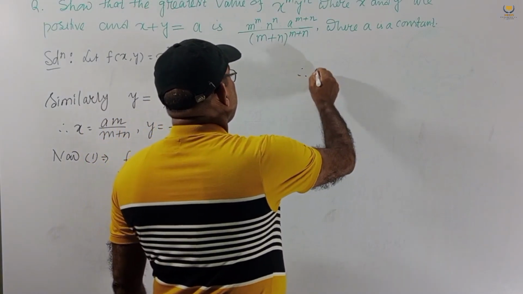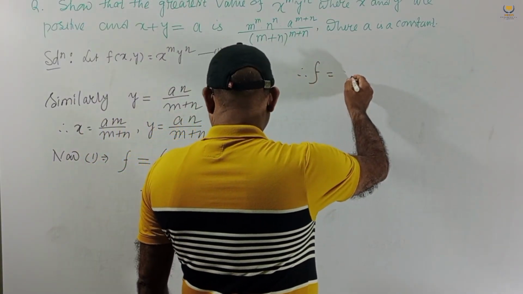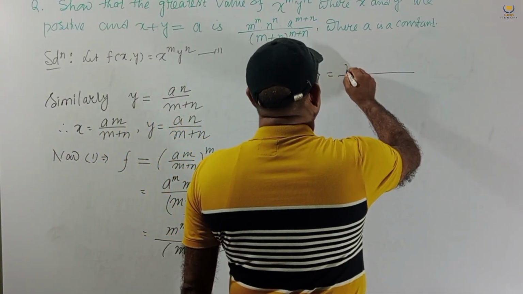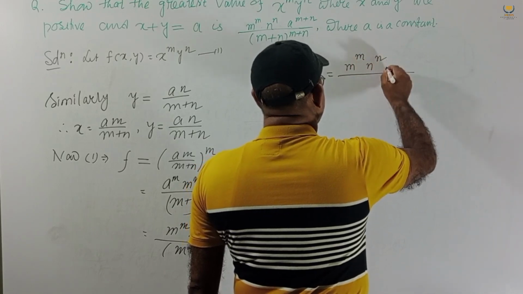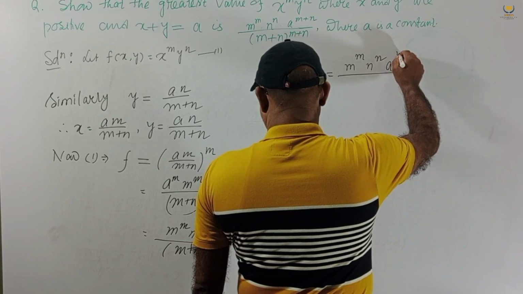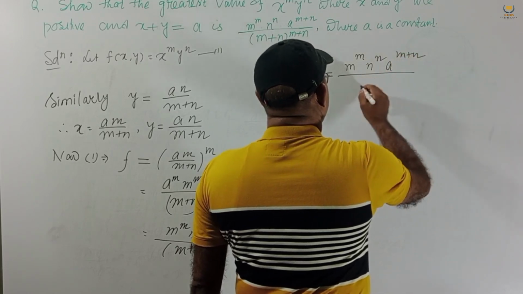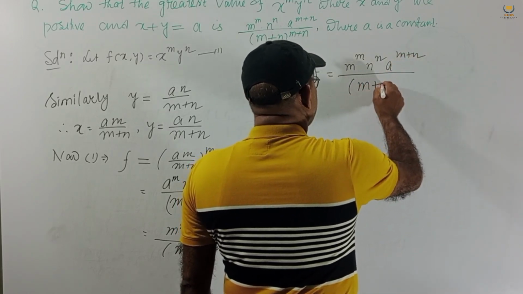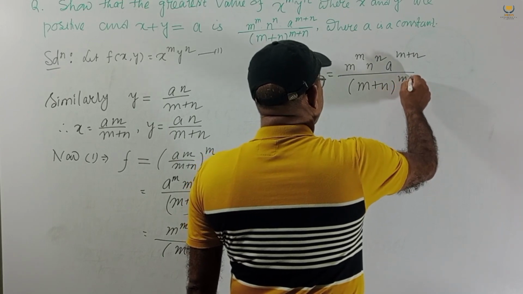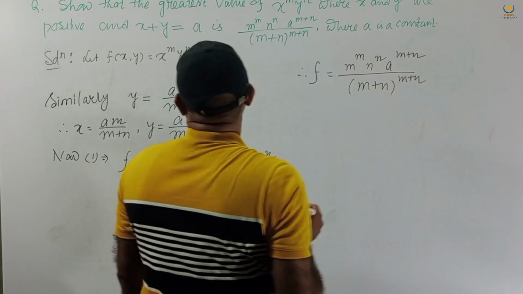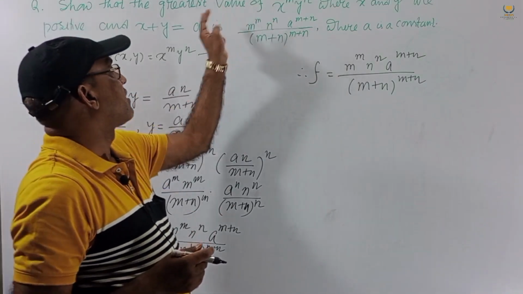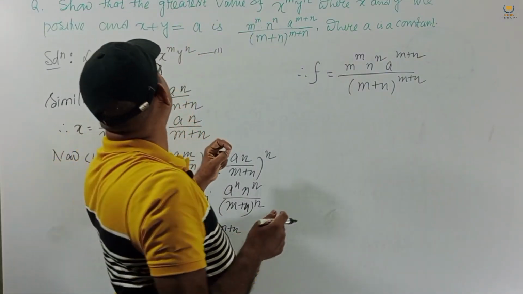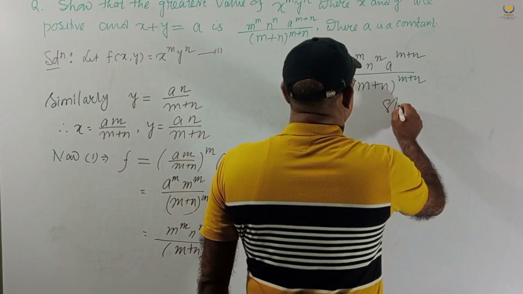Therefore, what we get f equal to, I am rewriting this, m to the power m, n to the power n, a to the power m plus n by m plus n to the power m plus n. This is the greatest value, maximum value of the given function under this condition, and this is our answer. Short.